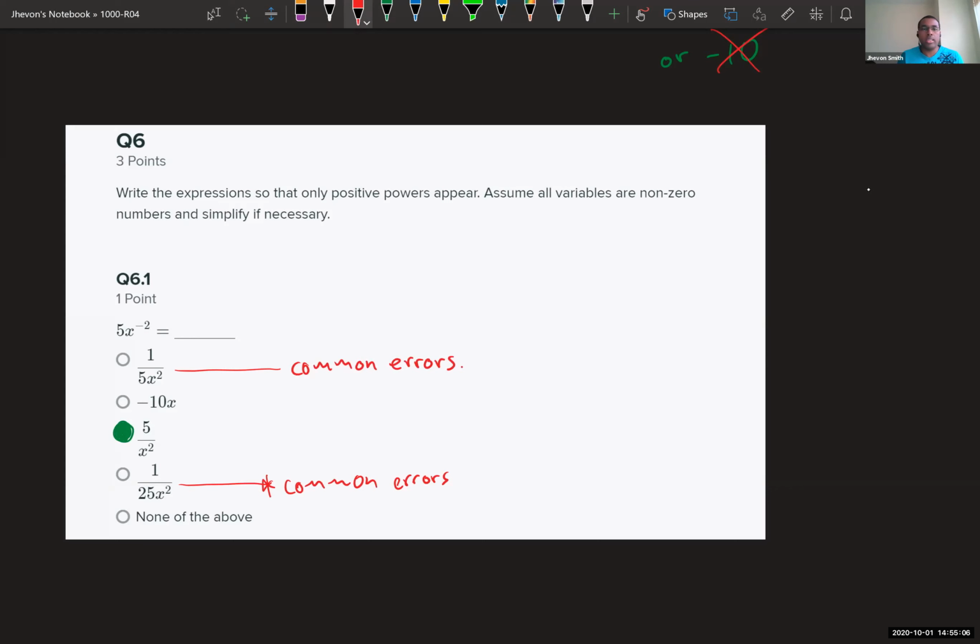Right. The reason is the exponent notation only applies to the thing that's immediately to the left, unless you indicate otherwise with parentheses or something. So when you see 5x to the minus 2, you think of this as 5 times the x to the minus 2. The minus 2 only applies to the x. So this leaves you with 5 times, if you apply the laws of exponents, 1 over x squared. And then when you multiply the fractions, you get 5 over x squared, right?